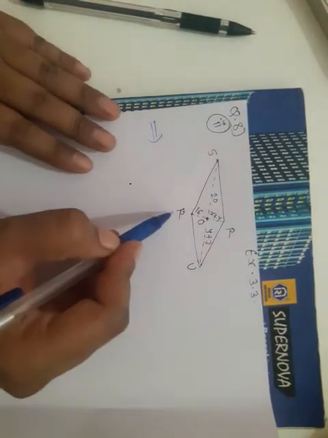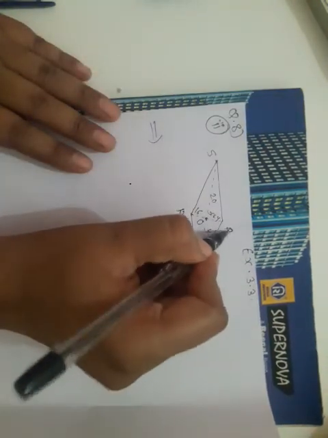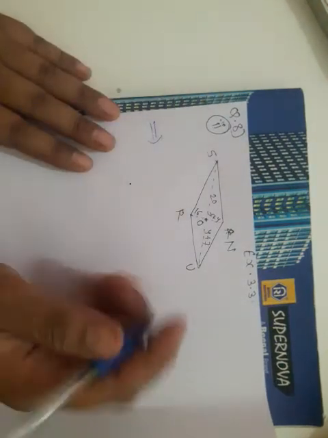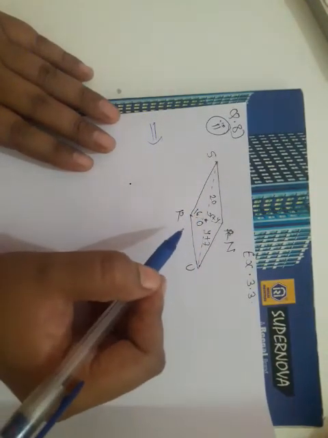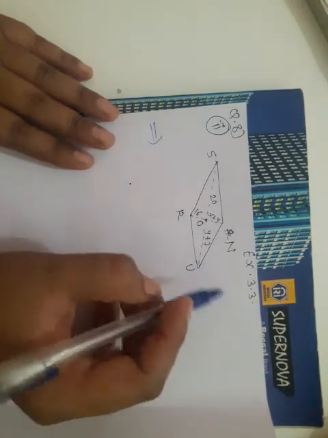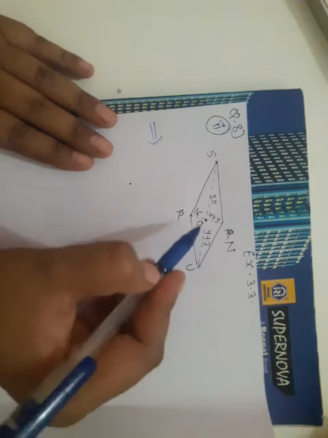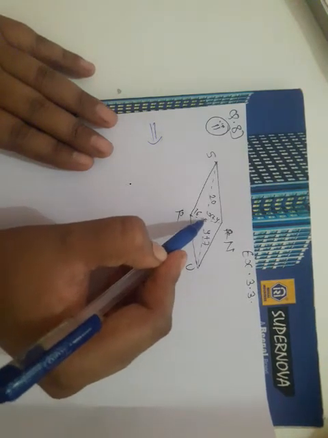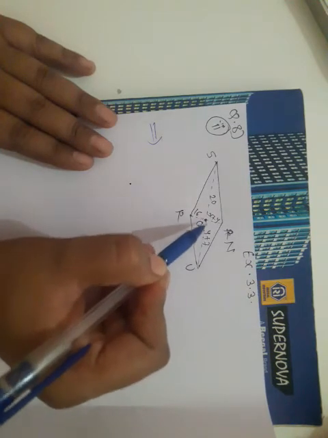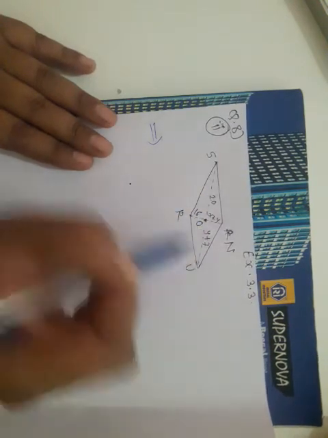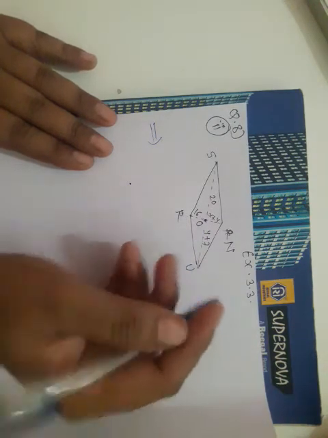The diagram is given to us. RUNS is again a parallelogram. Here the sides are not given to us, but we know the property of the diagonals of a parallelogram. What is the property? The diagonals of a parallelogram bisect each other. If they bisect each other at point O, suppose this is point O here, then OS is equal to OU, and ON is equal to OR. This is the last property, remember this property.